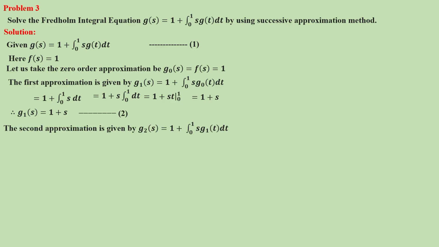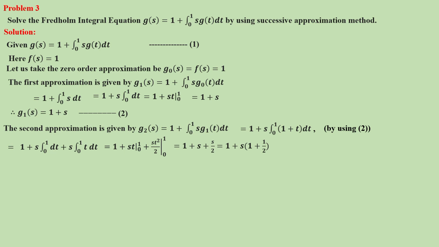The second approximation is given by g2 of s is equal to 1 plus integral 0 to 1 s, replace g naught by g1, right? g1 of t dt. So substituting the value of g1 of t from 2, g1 of t is 1 plus t. So 1 plus s integral 0 to 1, 1 plus t dt. So separating into 2 integrations, 1 plus s integral 0 to 1 dt plus s integral 0 to 1 t dt. So integral dt is t, integral t dt is t square by 2. So you will get 1 plus st, lower limit 0 upper limit 1, plus s t square by 2, lower limit 0 upper limit 1.